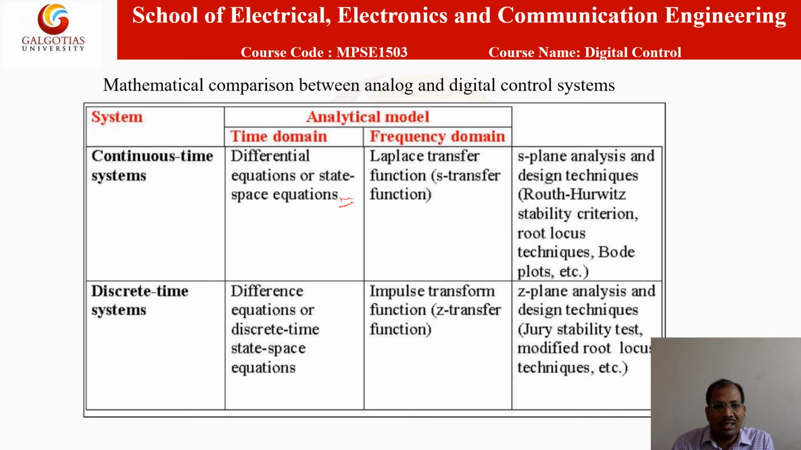Now this is the discrete time system. It is represented by the difference equation, that is, the discrete time state space equations, and we have to convert into the frequency domain using the Z transform. That is called the impulse transfer function, the Z transform function. The stability of this transfer function or system can be obtained using the Jury stability test, modified root locus techniques, etc. Using these techniques we can obtain the stability. This is the difference between analog and digital control systems.